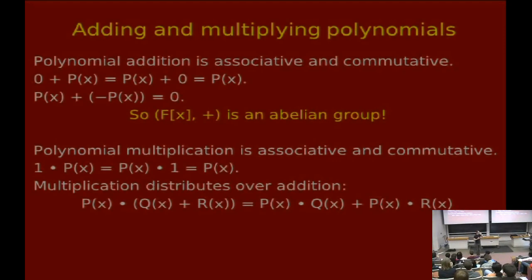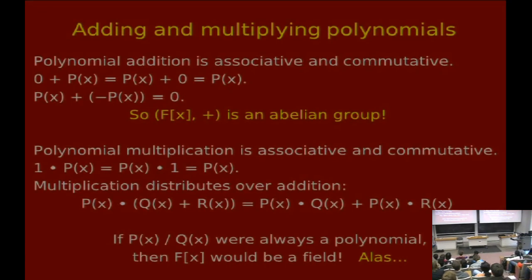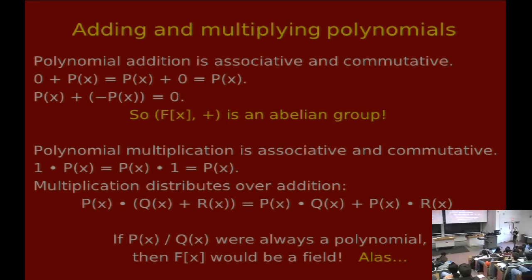Say it louder. Yeah, multiplicative inverses. You cannot divide, in other words. So if it were true that p of x divided by q of x was always a polynomial, then that would be cool, and F[x] would itself be a field. But it's not true. It's like the integers. That's the one thing you're lacking.